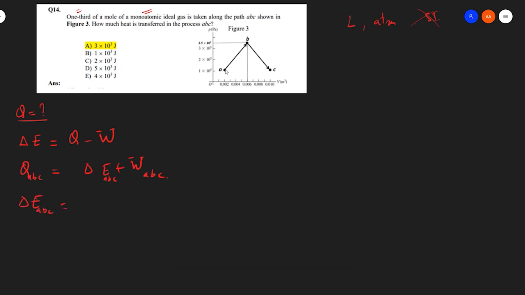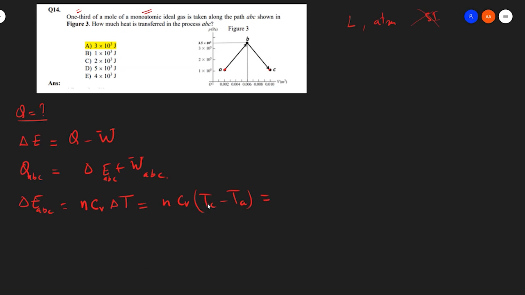So it depends on the initial and the final state. You go this way, you go directly as you wish, you will always get the same thing. And it has a formula which is always valid. It's N CV delta T. Here it's N CV (TC minus TA), the final temperature minus the initial temperature.